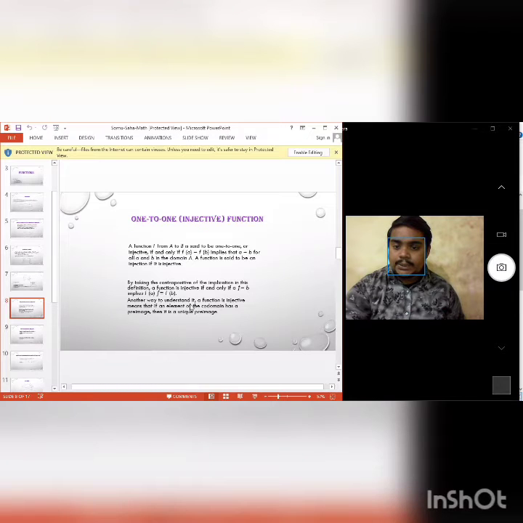Another way to understand it: a function is injective means that if an element of the codomain has a preimage, then it is a unique preimage. So this is all about my presentation topic.